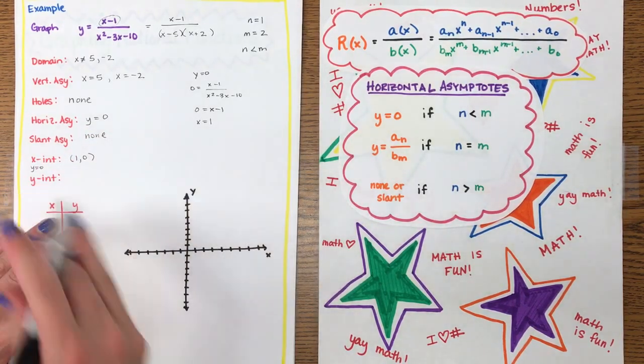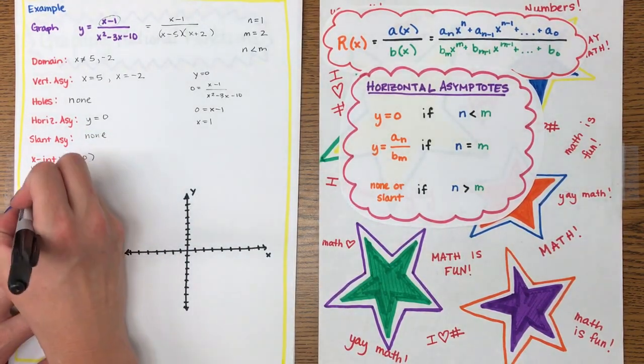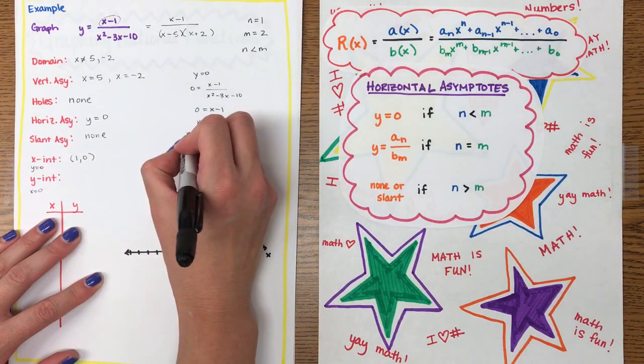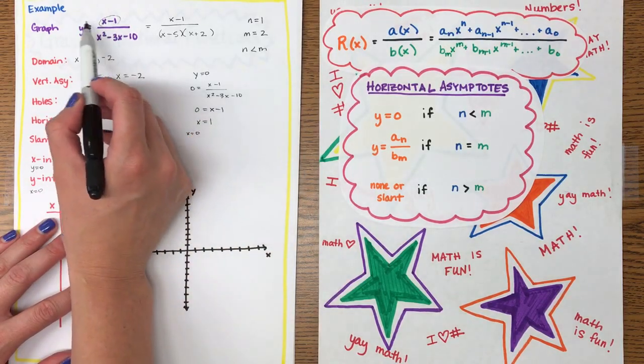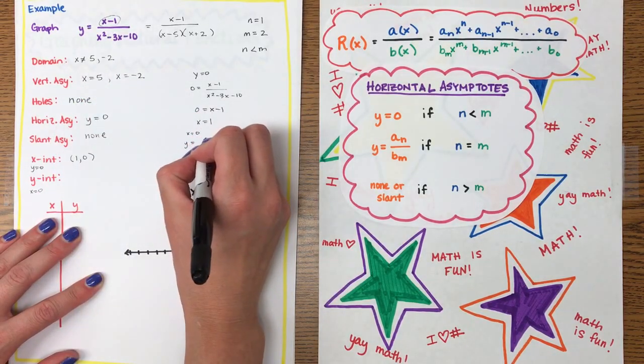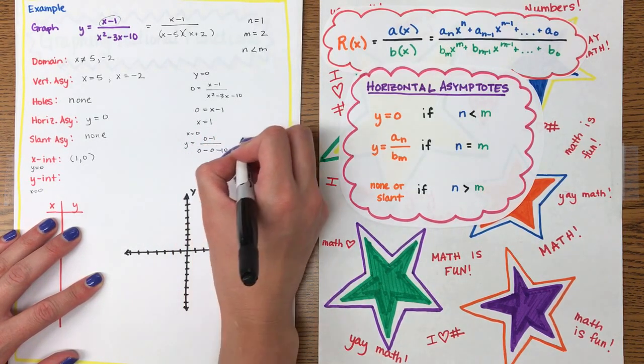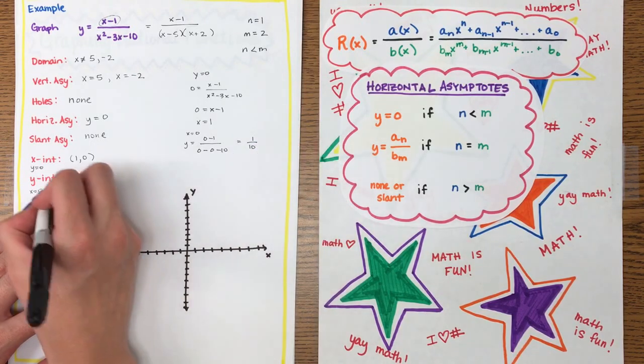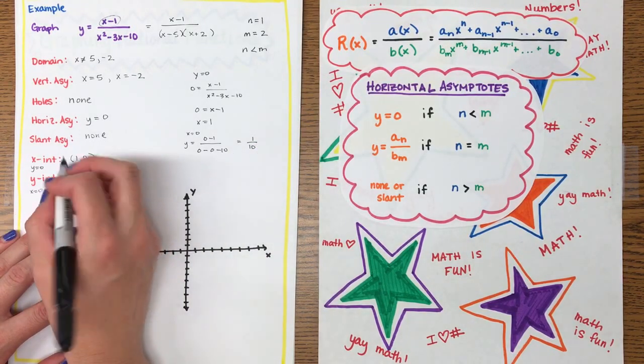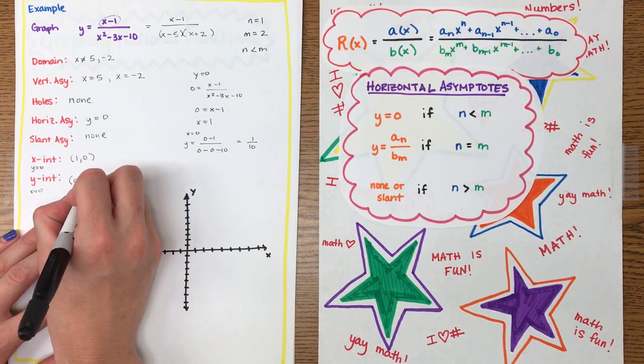My y-intercept is going to be when x is equal to 0. So when I do that, I get y is equal to 0 minus 1 over 0 minus 10, or 1/10. So this is the ordered pair 0, 1/10.